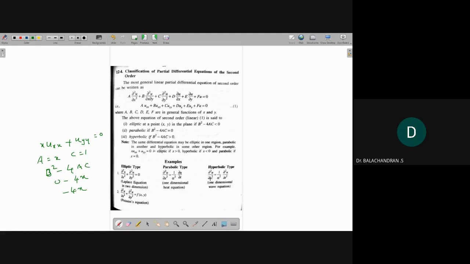Now we are going to discuss only the elliptic type. We are going to solve the Laplace equation and the Poisson equation. We are going to concentrate only on these two. The remaining two we are not going to concentrate on here.